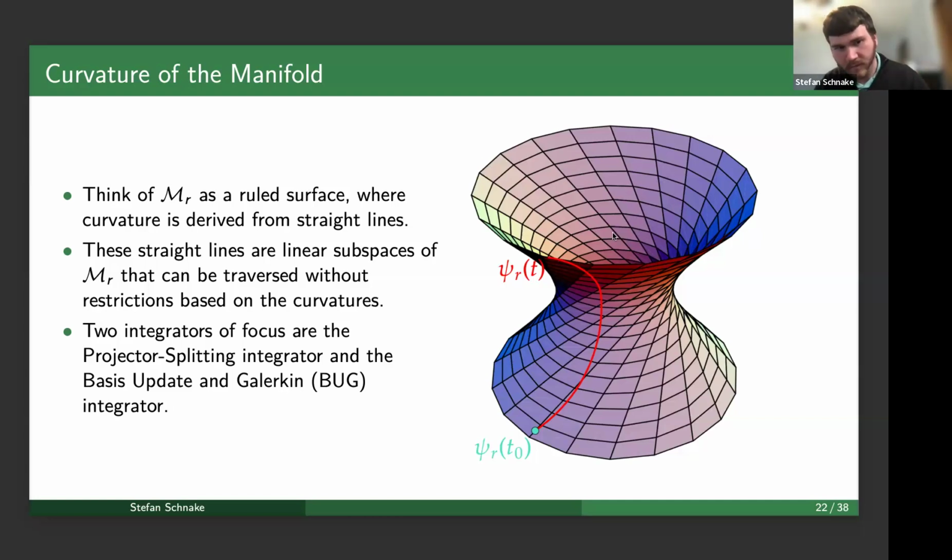It's made up of a bunch of straight lines, and in our context, these straight lines are just linear subspaces of the manifold, and we want to essentially traverse this manifold by staying on straight lines and not trying to resolve the curvature. In the literature, there are two main integrators that have done this, and there are variations of each of these. The first one we'll talk about is the projector splitting integrator. This was the first one to be developed. And the second one, which is the more popular one used today, is what's called the basis update and Galerkin, or the BUG integrator.